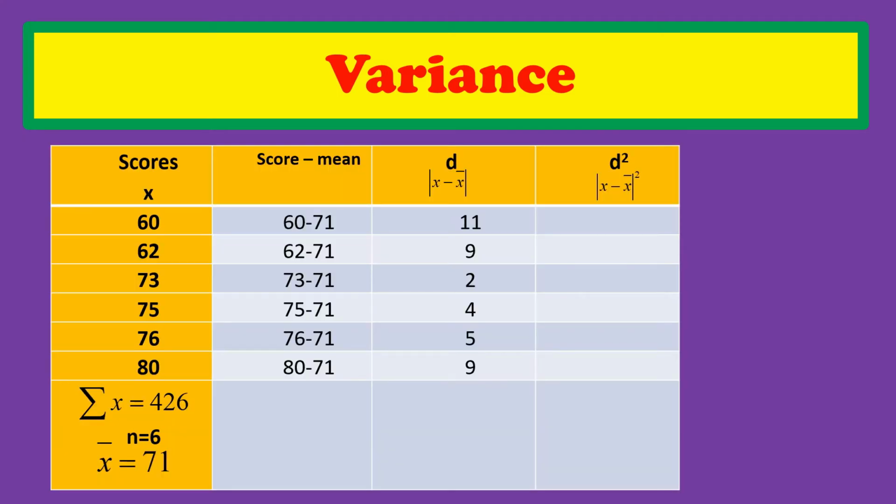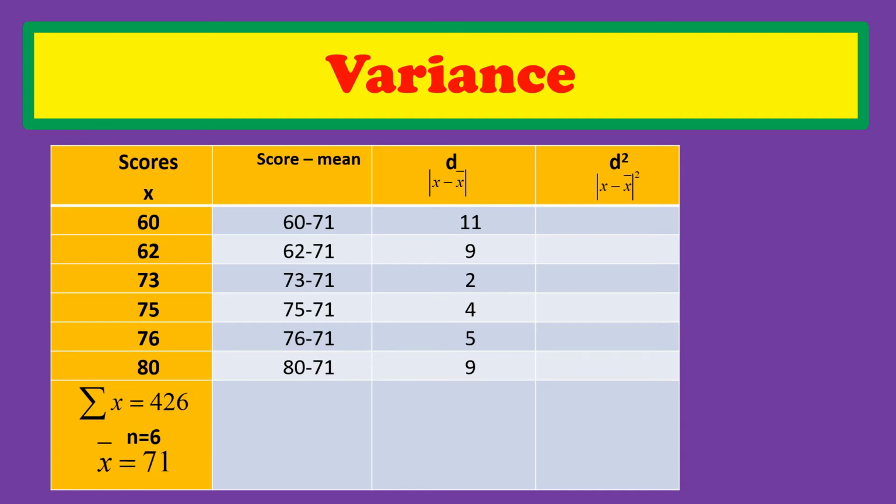So we will now find the variance. We have the following scores: 60, 62, 73, 75, 76, and 80. The summation of x is 426, and n is 6. Then we will find the mean. The mean is the summation of x over n, that is 426 divided by 6. So we have a mean of 71.